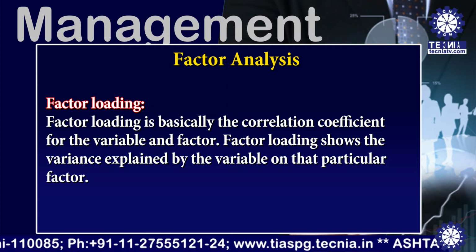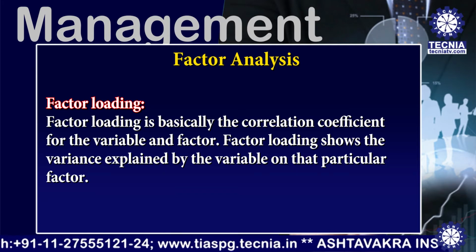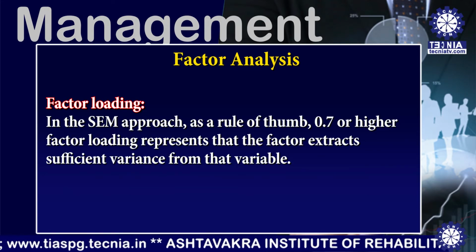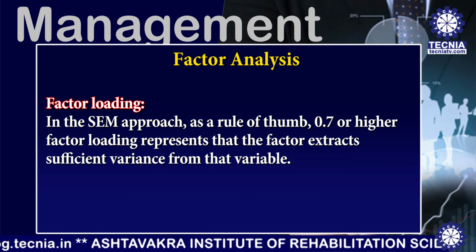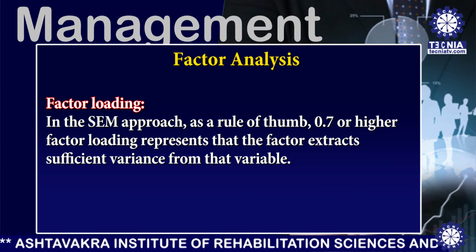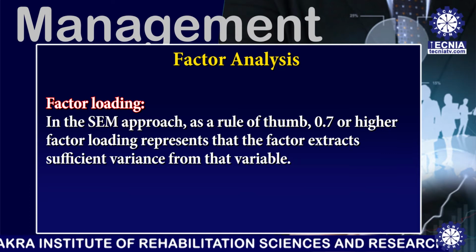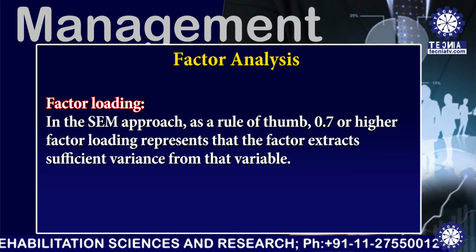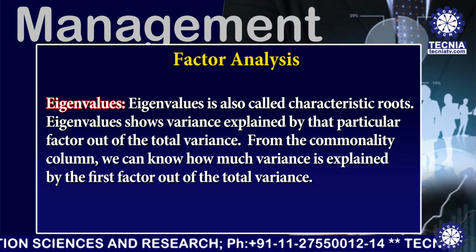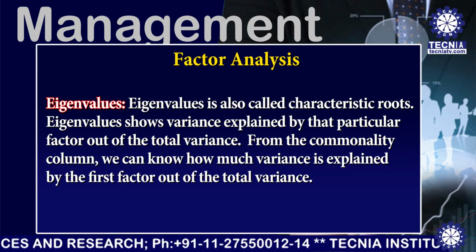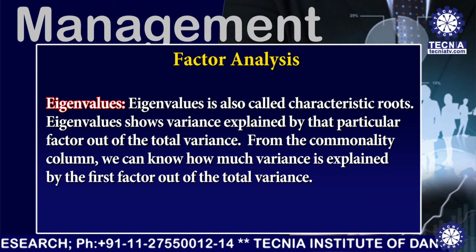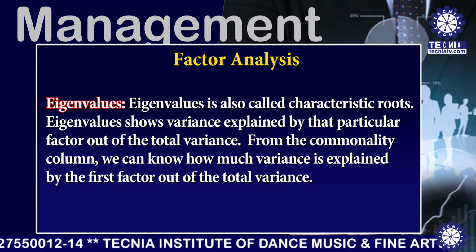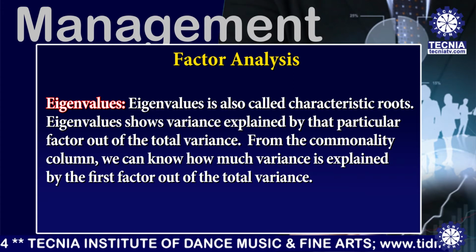Factor loading shows the variance explained by the variable on that particular factor. In the SEM approach, as a rule of thumb, a factor loading of 0.7 or higher represents that the factor extracts sufficient variance from that variable. Another one is eigenvalue. Eigenvalue is also called characteristic roots. Eigenvalue shows the variance explained by that particular factor out of the total variance.